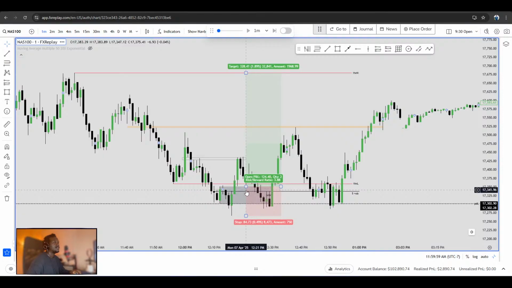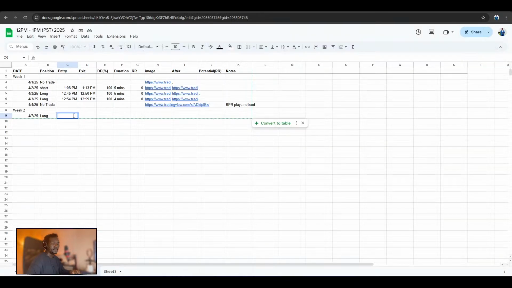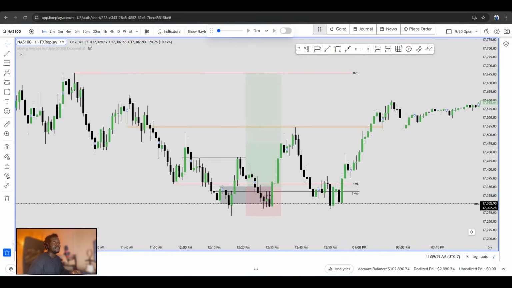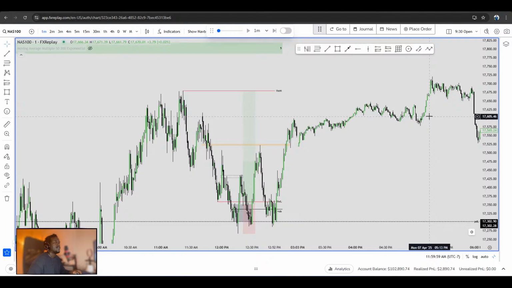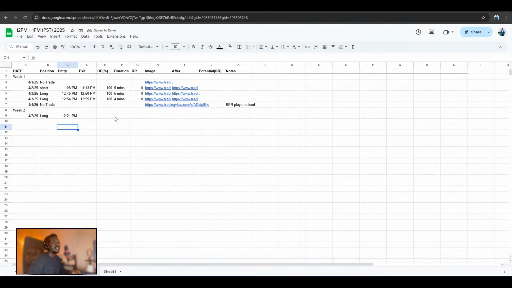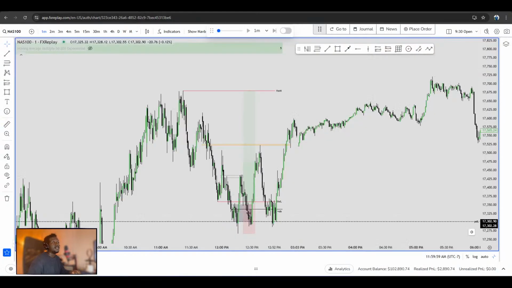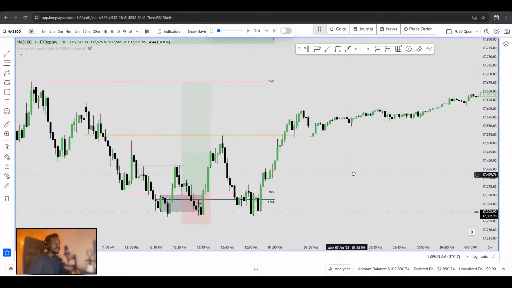So my entry was 12:21 p.m. The brain will know that's what I did. And that's good. And the exit was, I think I saw 5:09 p.m. This candle here, 5:14 p.m. So that one took a while. 5:14 p.m. The drawdown was quite a bit, so I need to write that down.